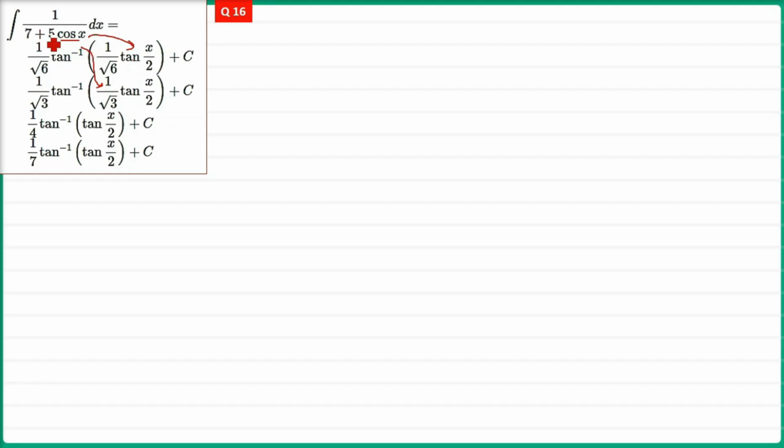That means the first hint is to convert or change this cos x in terms of tan x by 2. So how do we do that? Cos x is (1 minus tan square x by 2) divided by (1 plus tan square x by 2). If you remember, sin x was 2 tan x by 2 divided by 1 plus tan square x by 2. Similarly, cos x can be written in terms of tan x by 2. So we'll convert this cos x now in the tan x by 2 terms, and we will write it here.